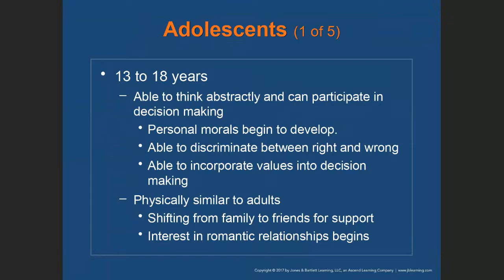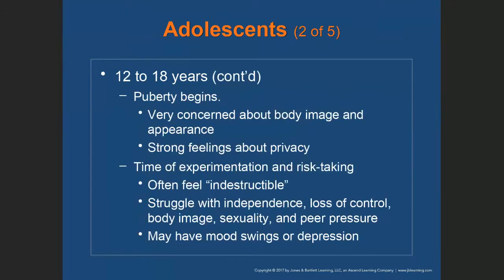Personal morals begin to develop. They are able to discriminate between right and wrong. They are able to incorporate values into decision making. Their physical traits are similar to an adult's, shifting from family to friends for support. Interest in romantic relationships begins at this stage. Puberty also begins. They are very concerned about how their body looks and their appearance.